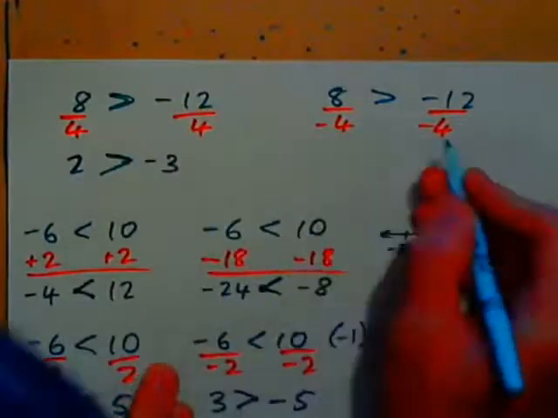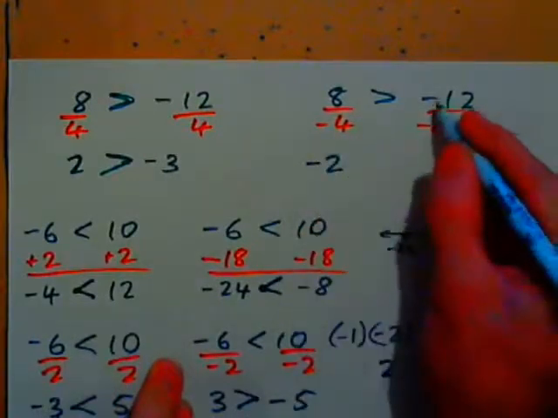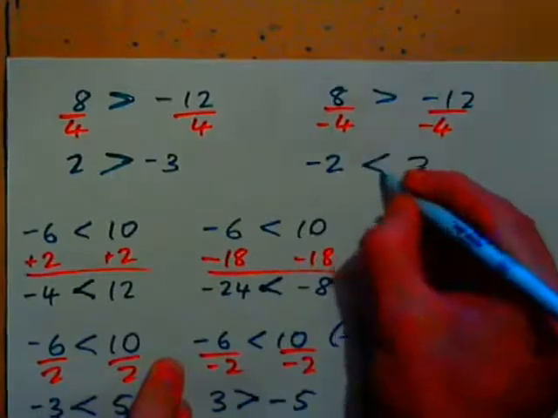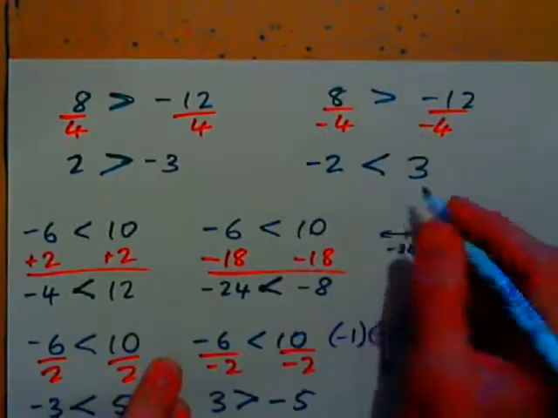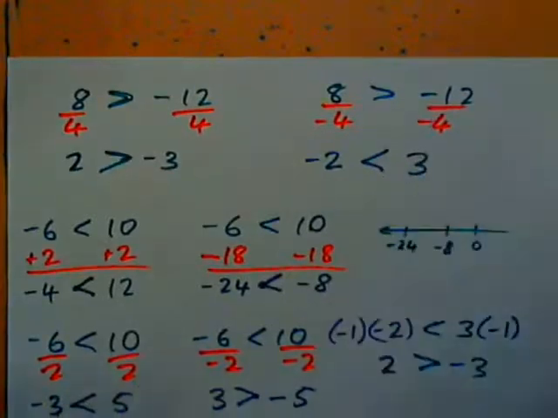And when we divide by a negative number, we get negative 2 here. And on the right-hand side, it's negative over negative, positive 3. So this time, the negative 2 is less. So when we divide by a negative number, we change the direction of the inequality. Okay?